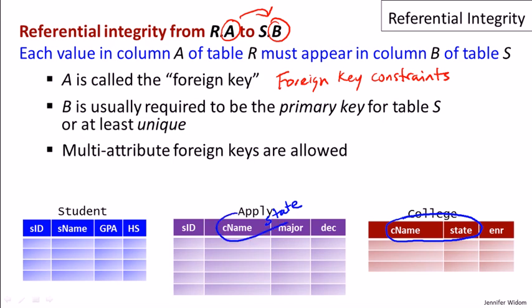And in that case, we would have these two attributes together as the foreign key, referencing the college name and state together in the college table. And we'll see an example of multi-attribute foreign key constraints in our demo.